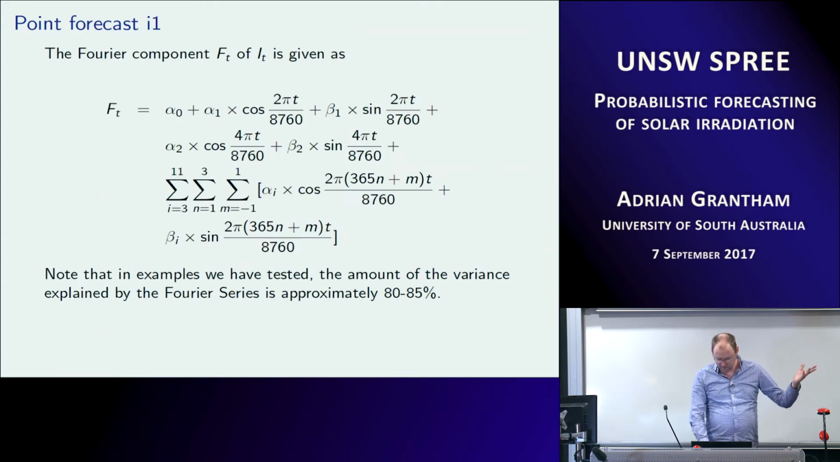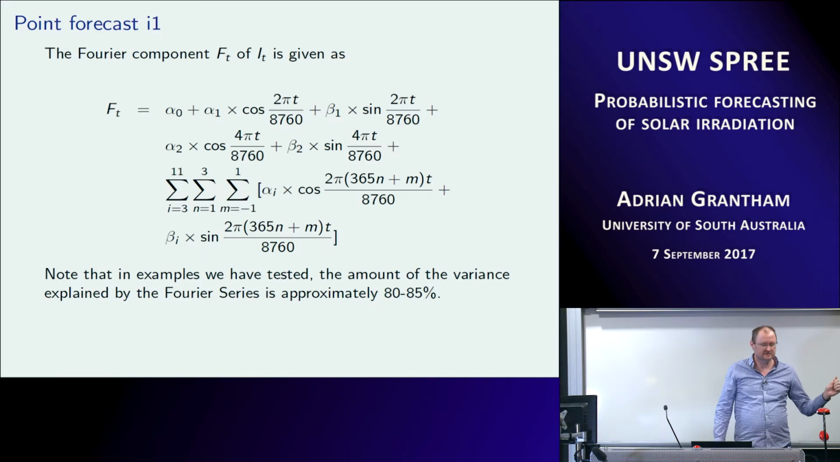We have our Fourier model there, and depending on the location we're able to explain between 80 and 85% of the variance, which is a fair swagger, I think. I know it's nowhere near that for wind, but 80 to 85%, just by doing that alone, I think was pretty impressive.